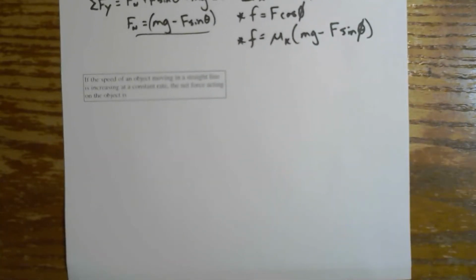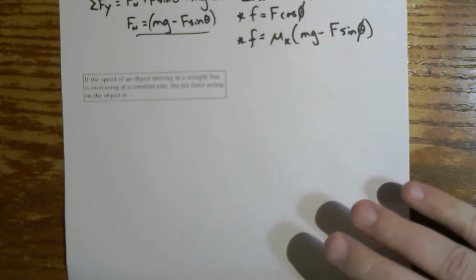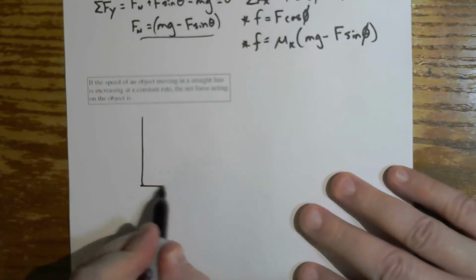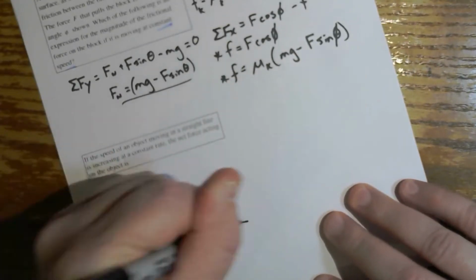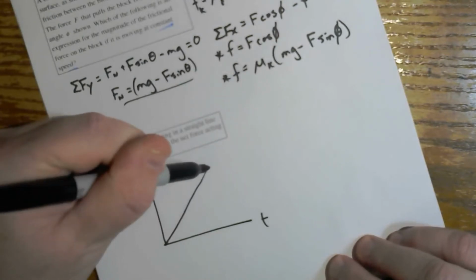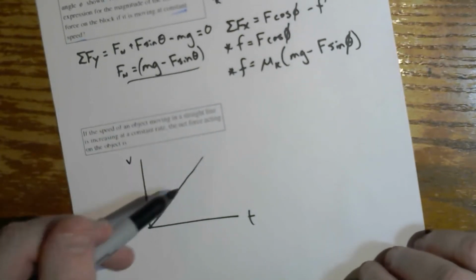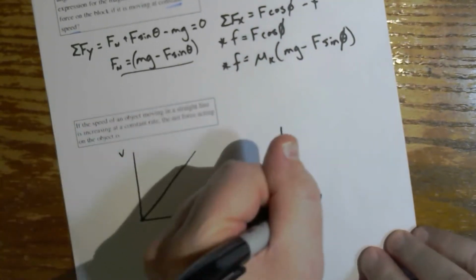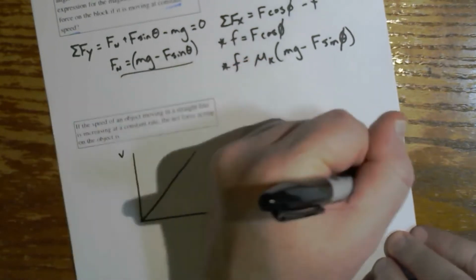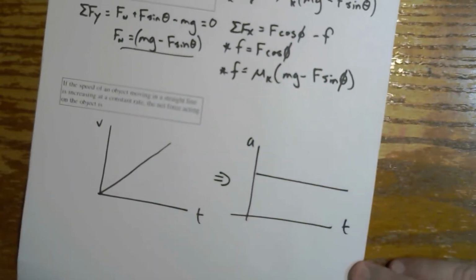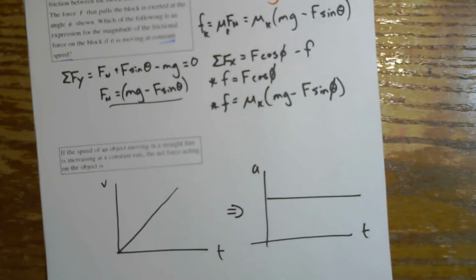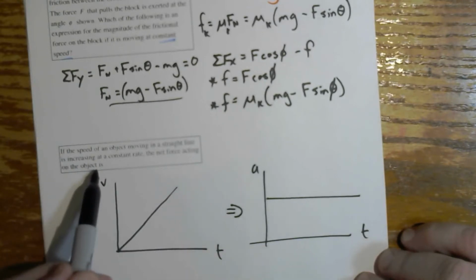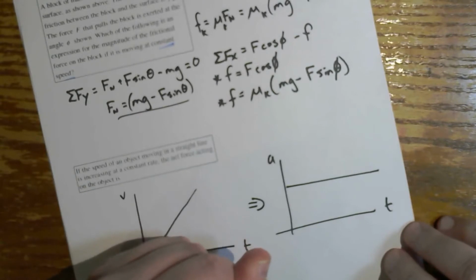All right. If the speed of an object moving in a straight line is increasing at a constant rate, that means if I were to draw a graph of the speed or the velocity versus time, that graph is increasing at a constant rate. That's a linear increase. And so going back to your kinematics and your graphing of motion, just know that that should have an acceleration versus time graph that is constant. And so therefore, by extension, the net force acting on the object has to be constant.